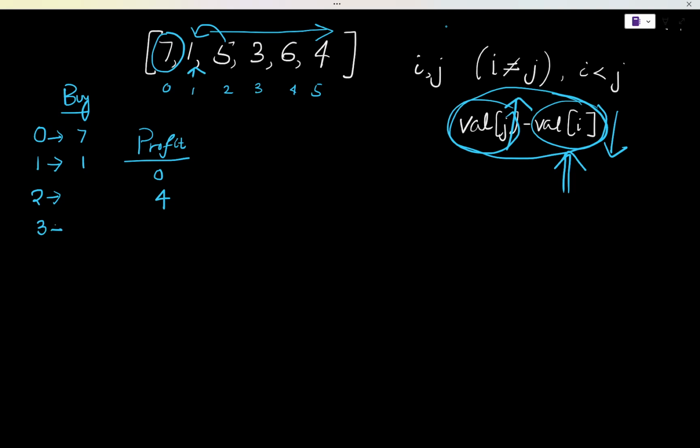Now I go to index number 3. I encounter the element 3. 3 minus 1 is 2. 2 is not more than 4. So we will not be updating the profit variable.